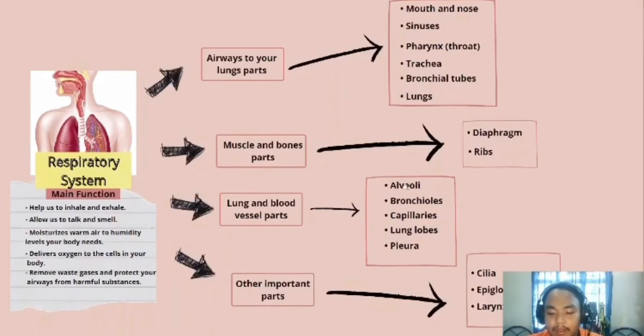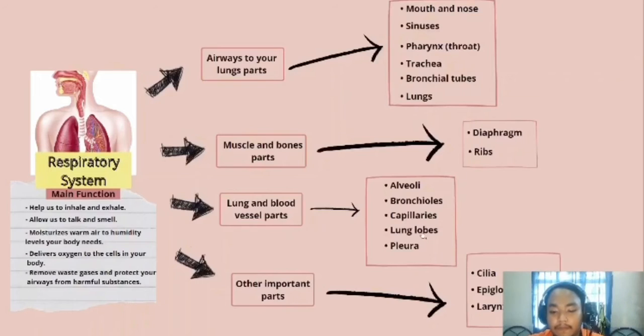Alveoli are the tiny air sacs, and the bronchioles are the small branches that lead to the alveoli. And then we have capillaries. Capillaries are the blood vessels in the alveoli.